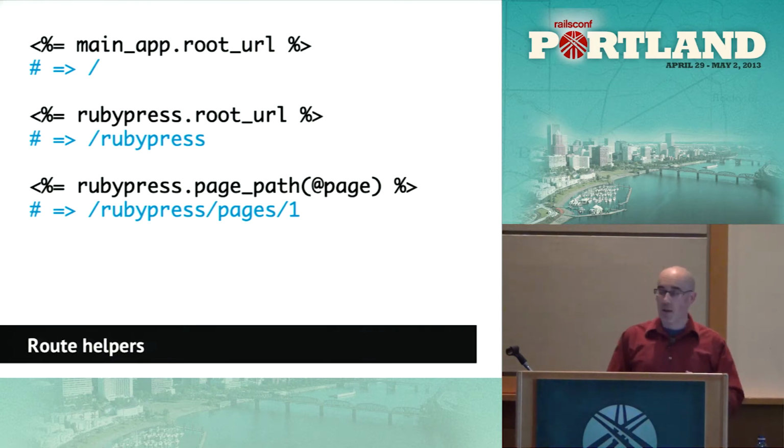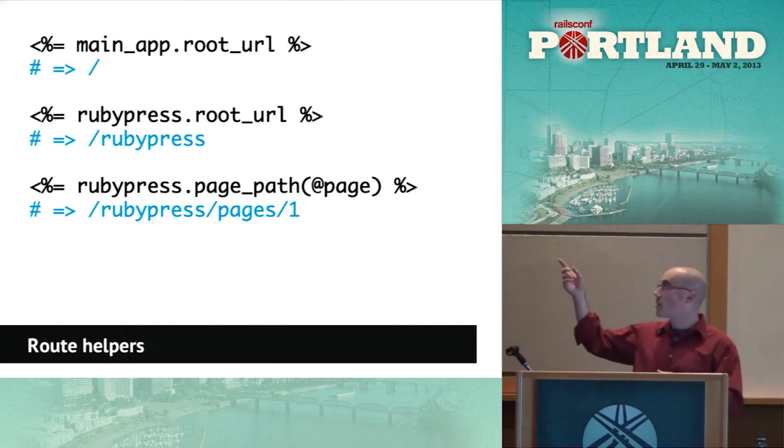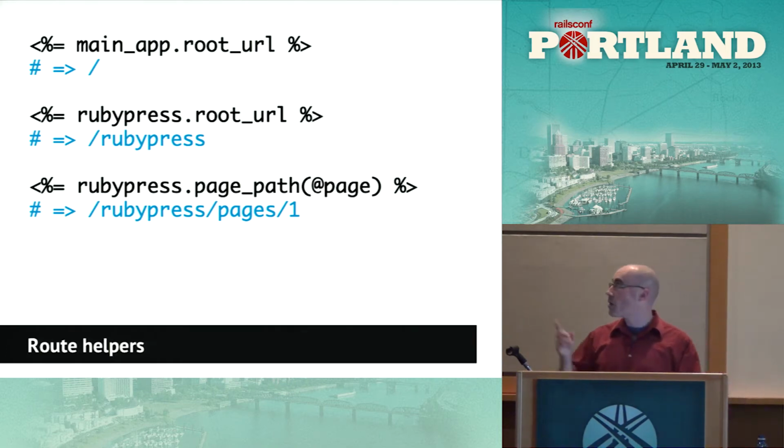Both the engine and the main application have their own helper, which holds essentially a collection of the routes for that engine. So up at the top, you see we've got main_app. That's how you get a reference to routes from your main application. In this case, we're getting the root URL for our main app, which resolves to just a /. And then if you want to access the engine's routes, you use this RubyPress helper. And in the middle example, we're accessing the root URL, which again is /RubyPress.